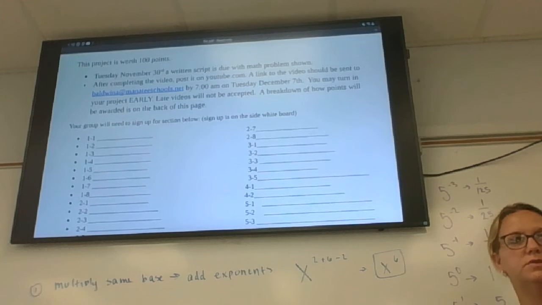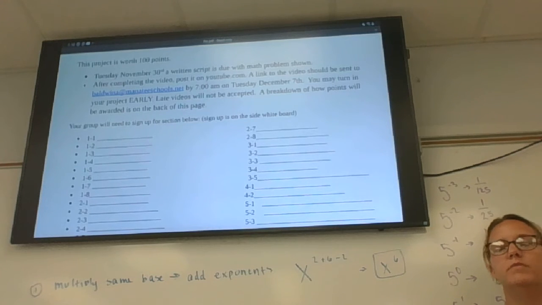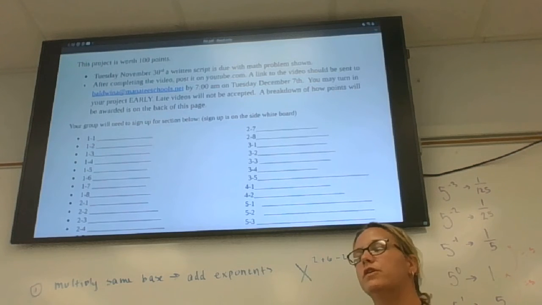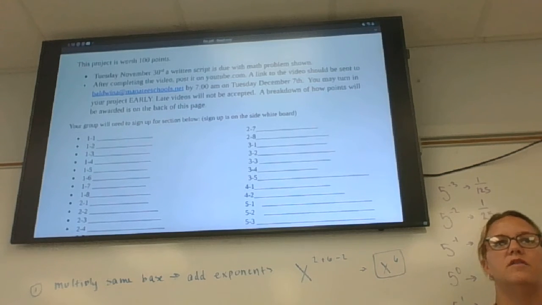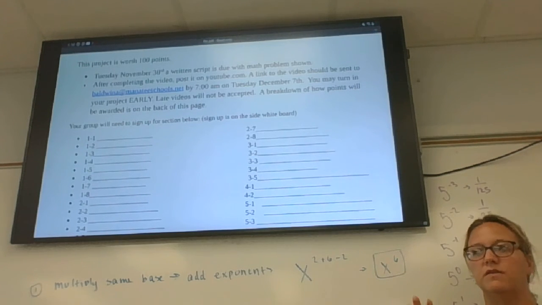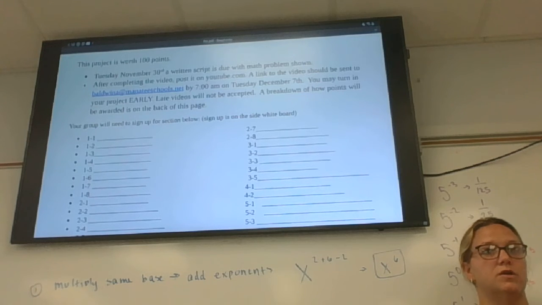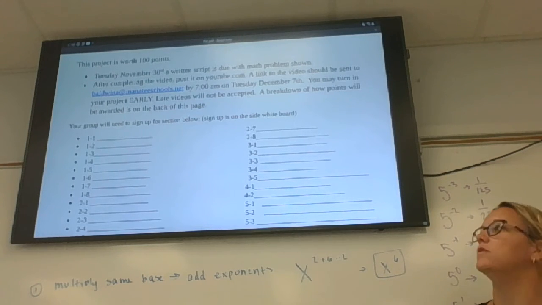Ideally, you post it to YouTube. You can make it private and just share the link with me. But if you can figure out how to do it on Google Drive, you can do that. But if it doesn't work, that's on you. If you want to turn it in early, so you can make sure that it works and I can open it, I recommend you do that.